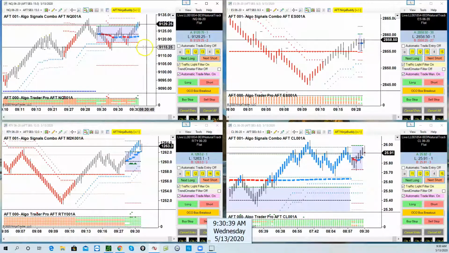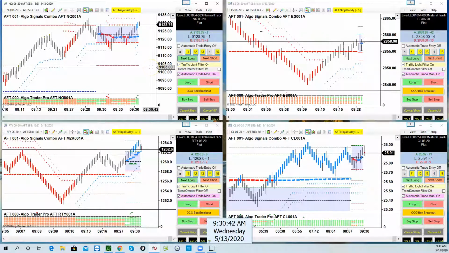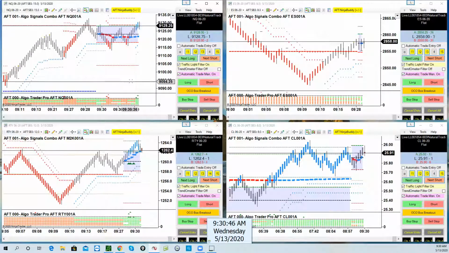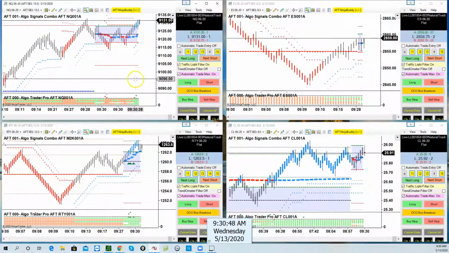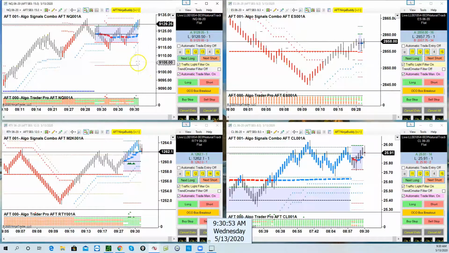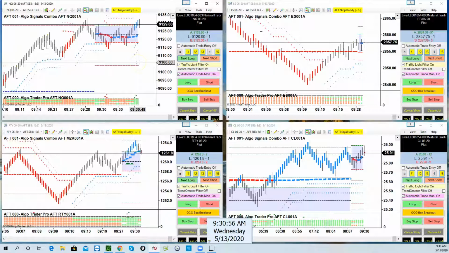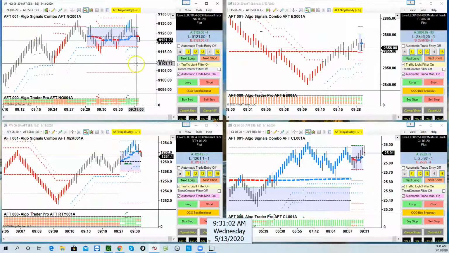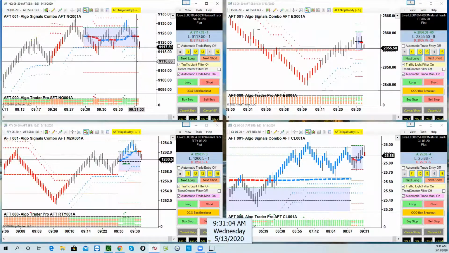So I have the software not to give me any signals in the first 5 minutes. So I like to see what the market wants to do for the day. So let's see what this first 5 minutes, what it wants to do, and then we'll start getting ready to see if we see a good setup and take a trade.